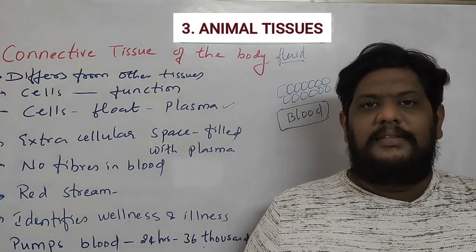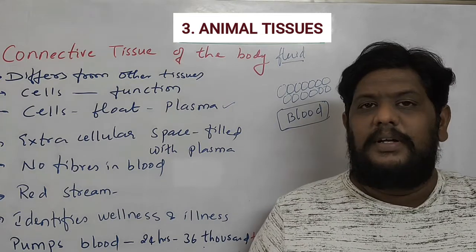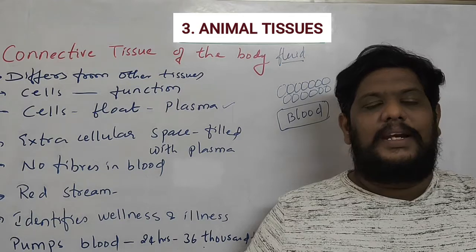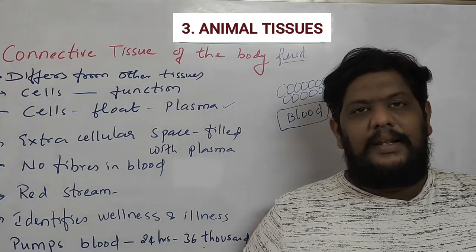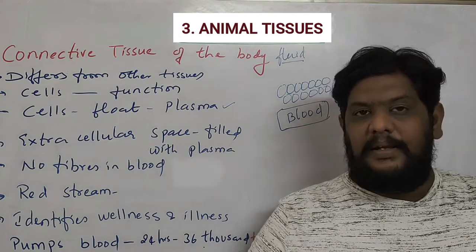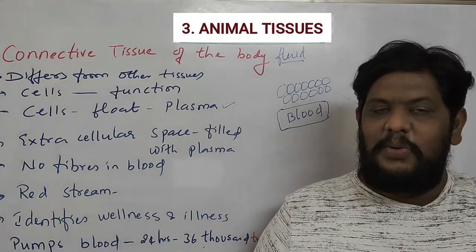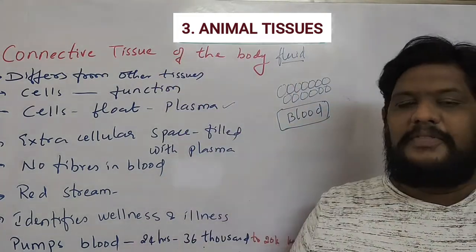Very good morning, children. So yesterday we studied the different connective tissues present in our body, but today we are going to study the fluid connective tissue of the body. So now if you take a needle and prick your finger, something comes out. What is that? Yes, it is blood. So this blood is basically called the fluid connective tissue of the body.